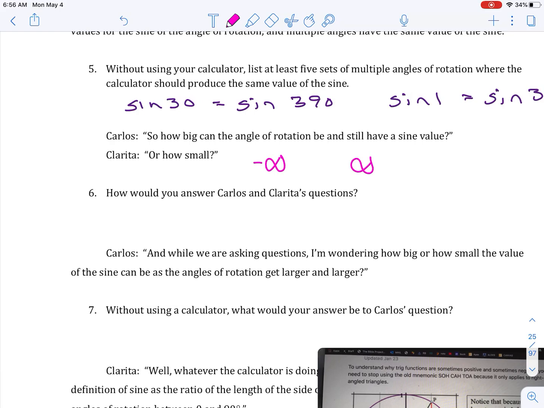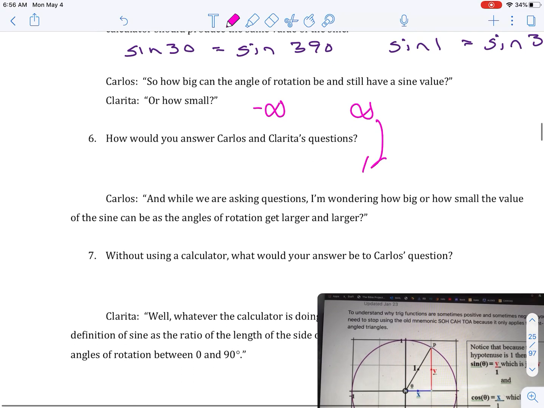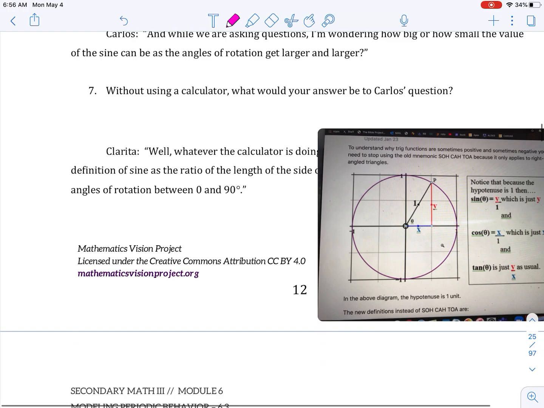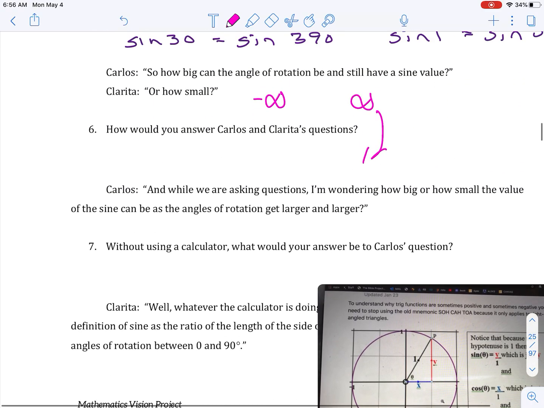How would you answer Carlos and Clarita's questions? That kind of went into this, actually. While we're asking these questions, Carlos says, I'm wondering how big or how small the value of sine angles can be as the rotation gets larger and larger. We talked about that. Without using the calculator, how would you answer Carlos's question? Oh, we're talking about the sine values on 7, and this is the intro to it. So we're not talking about the angle of rotation now, but we're talking about when we do those really big angles of rotation, what's the biggest sine could be?